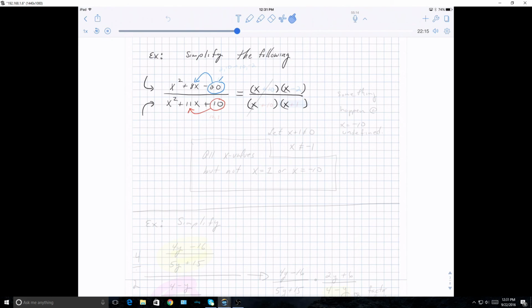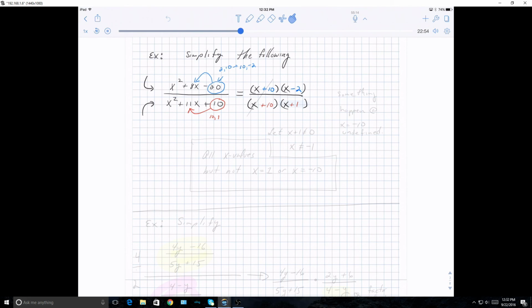So it looks like the factors of 20 that combine to 8 would probably be 2 and 10, because if we take positive 10 things and negative 2 things, then we'll get 8 things back. So it looks like we'll have a plus 10 and a minus 2. And in the denominator, well, that one looks pretty easy. That looks like it's 10 and 1. So that'd be plus 10 and plus 1.